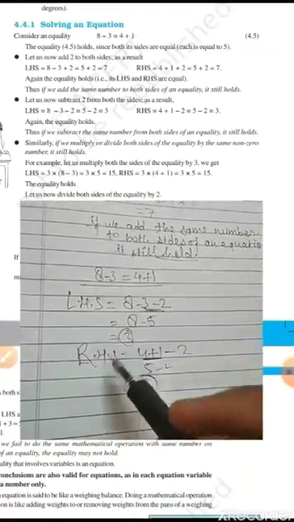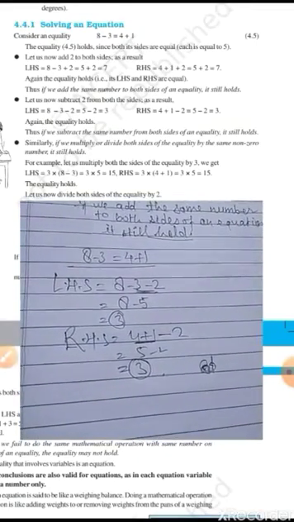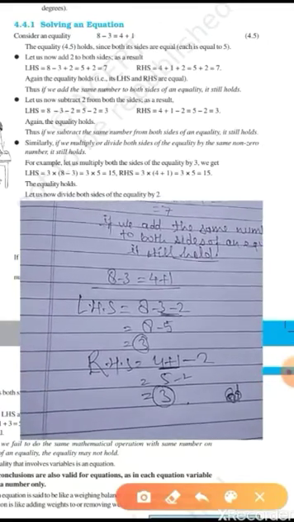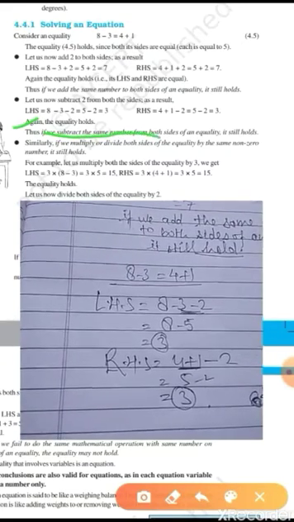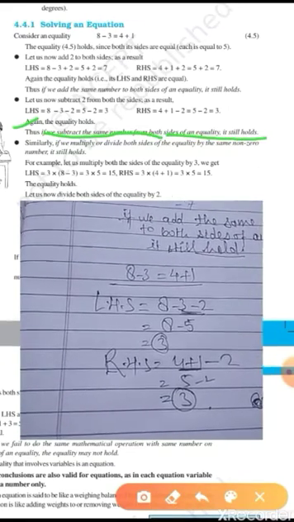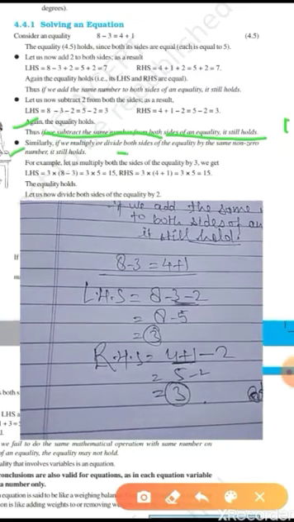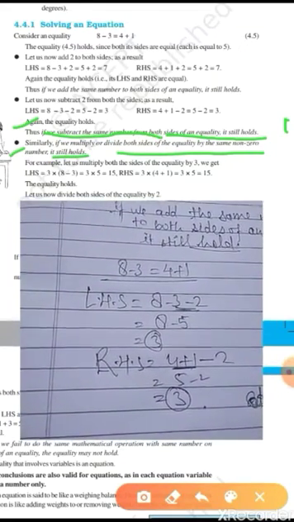Here we again see that the value of LHS is equal to RHS when we subtract 2 from both sides. So we observe here, if we subtract the same number from both sides of an equality, it still holds. Similarly, if we multiply or divide both sides of the equality by the same non-zero number, it still holds.